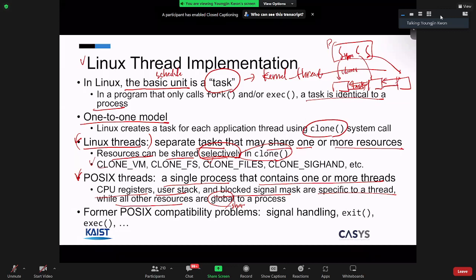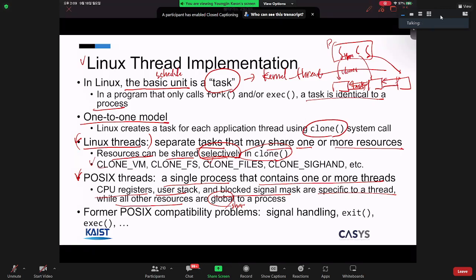Well, I think we have only 5 minutes, but I had to talk about this topic. Let's quickly talk about this topic of thread. Right.